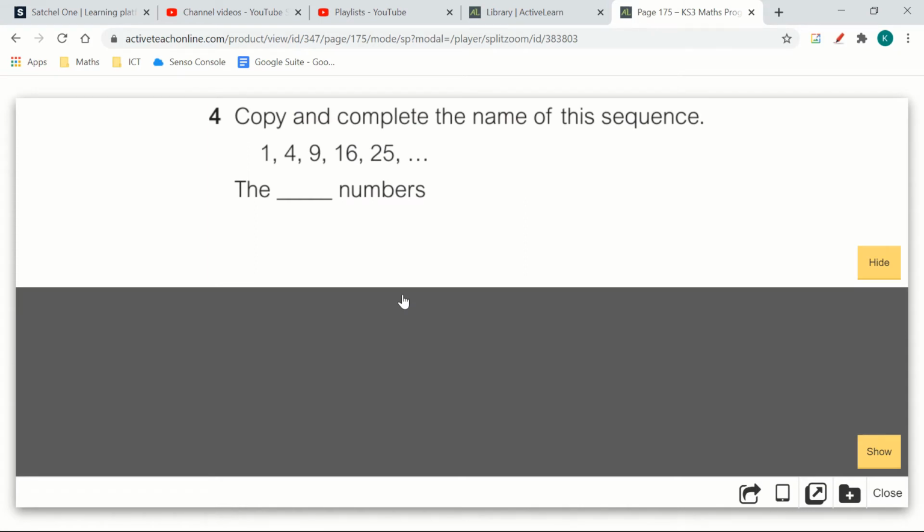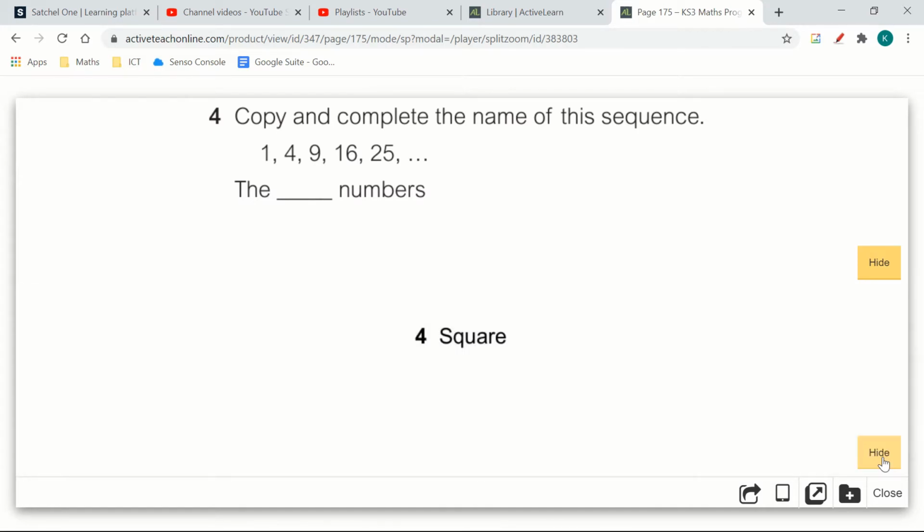So copy and complete the name of the sequence. Well, it is the sequence we did in A. So what type of numbers are these? What shape do all those dots form? Okay, I'll pause the video. You pause the video. I can't pause your video for you. I know what I mean. Okay, so it's a square.